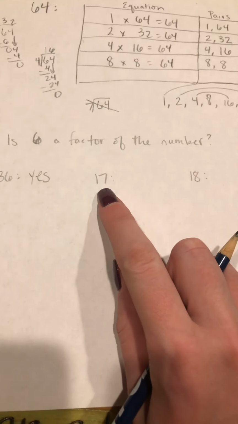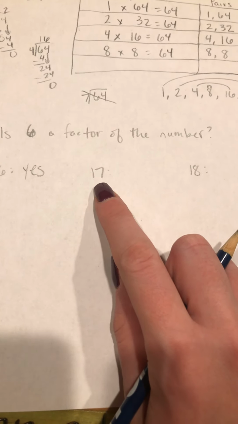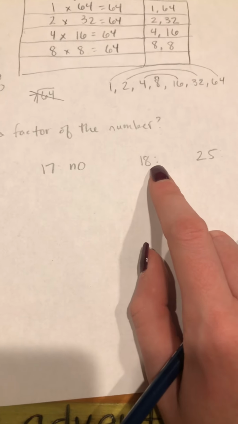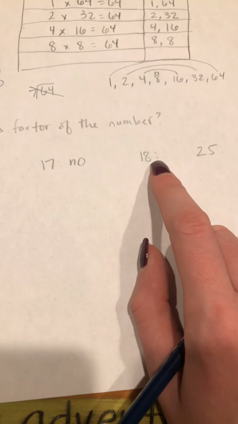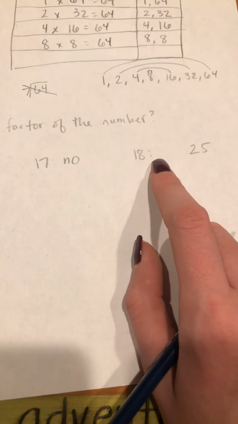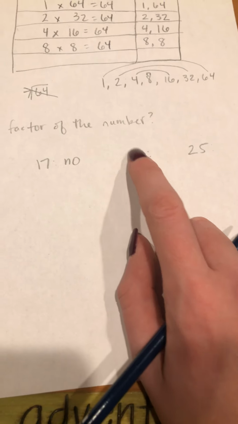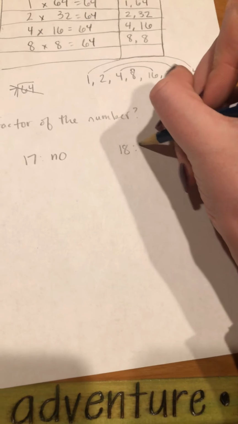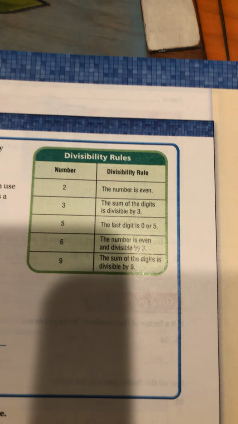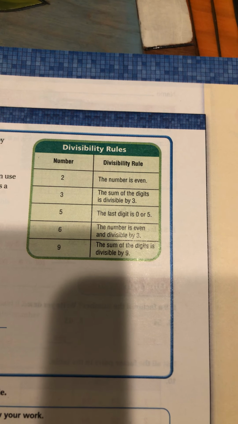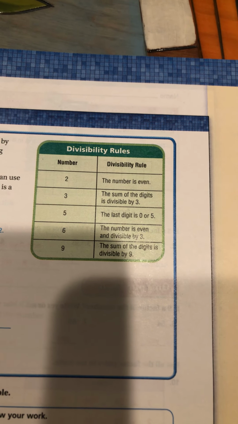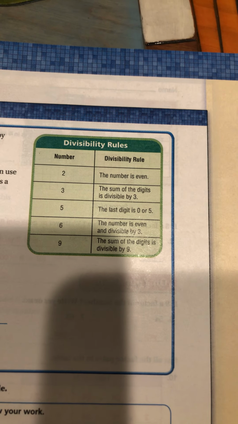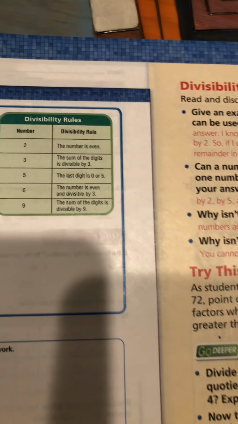Okay, 17. So divisibility rule for 6, the number is even. Is it even? Nope, so I don't need to go any further. 18, is the number even? Yes. Is it divisible by 3? So our divisibility rule for 3 is to add those digits up. 1 plus 8 equals 9. Is 9 divisible by 3? Yes. So again, I don't have to solve. And for 25, the number needs to be even and divisible by 3. Is 25 even? Nope, so I don't have to go any further.